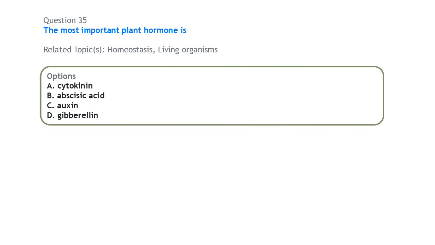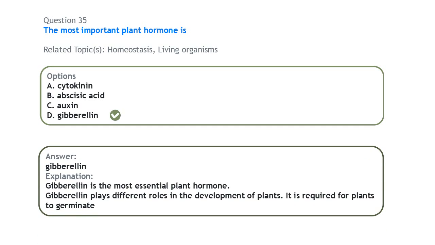Next, the most important plant hormone is gibberellin. It is the most essential plant hormone which functions in the development of the plant. It is required in the plant for germination.